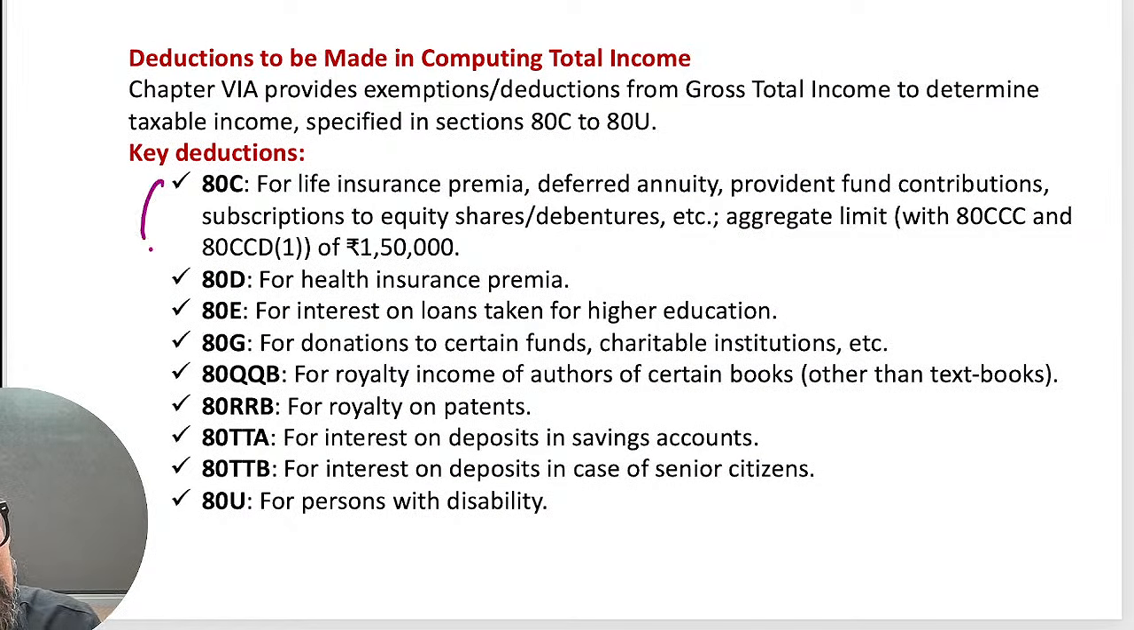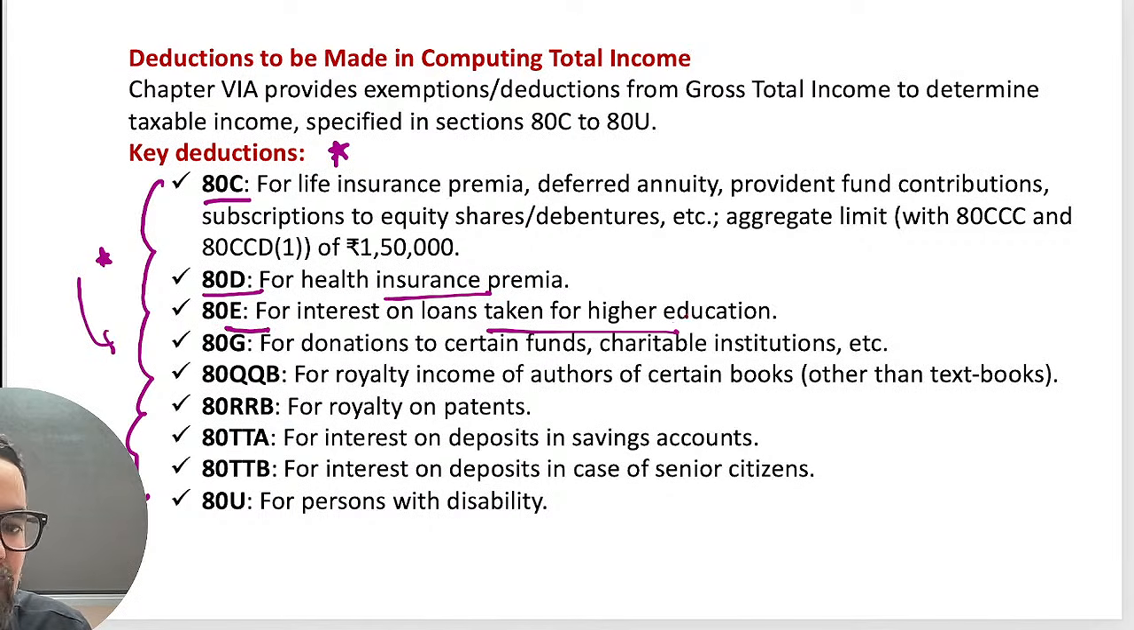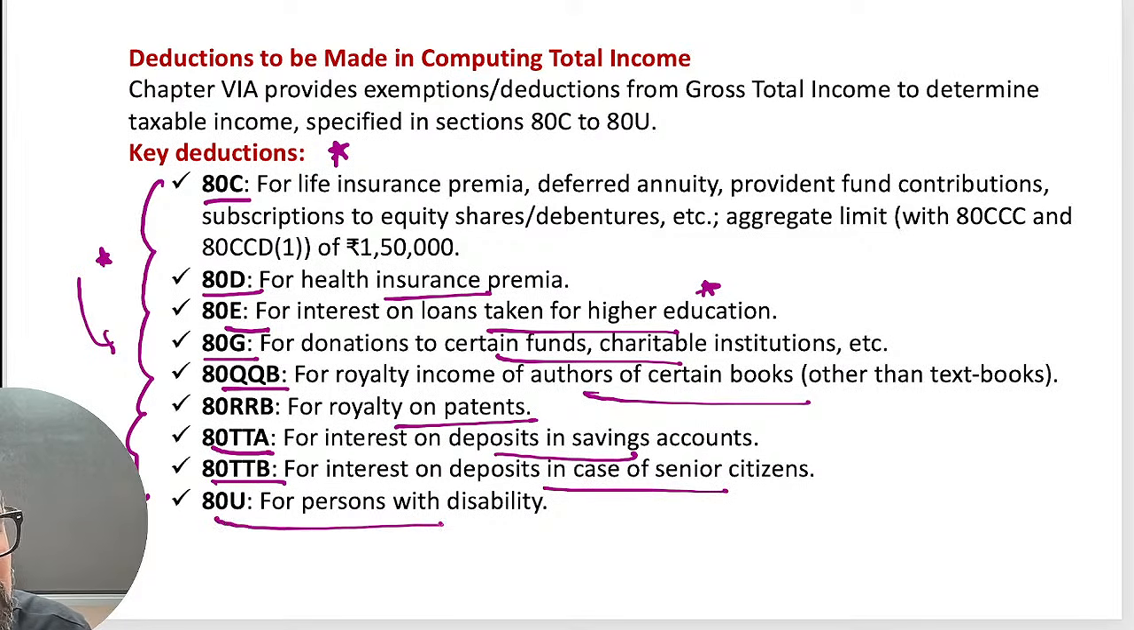There are some sections which they have asked many times, but still before entering the examination hall, just try to go through all these. Section 80C, 80D health insurance, 80E interest on loan taken for education, 80G donation to certain charitable institutions, 80QQB which is royalty income to authors, 80TTA interest on savings deposit accounts, 80B for senior citizens, 80U for person with disability, right?